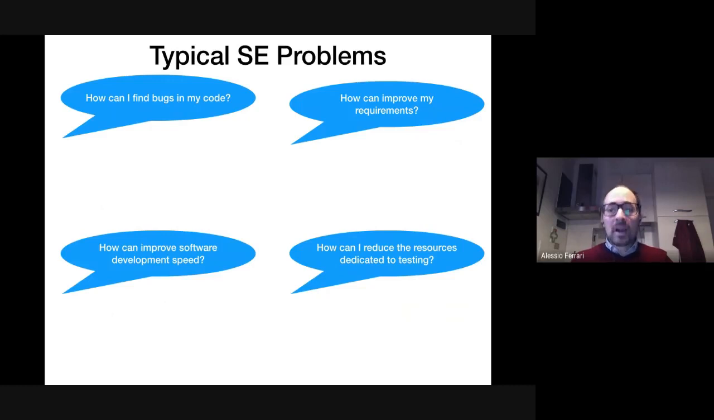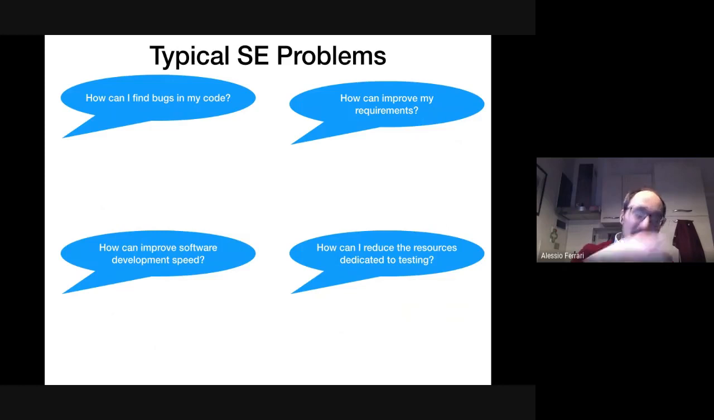How can I improve my requirements? I see that whenever I come back to the customer, the requirements are never really right. There is no way to get this requirements document in a proper way. Or I can see that every time I hand this requirement to the developers, they just don't look at it, and they get rid of the document and start coding because they say they don't understand the requirements. So how can I deal with that? This is another type of problem.